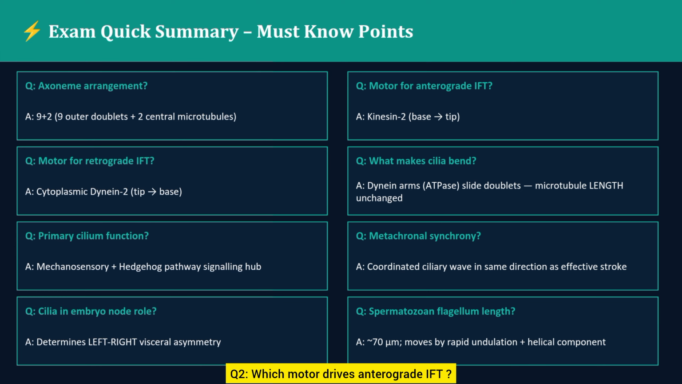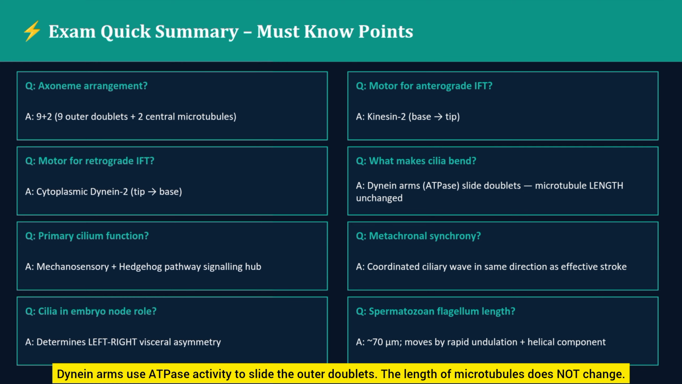Question 2. Which motor drives anterograde IFT? Kinesin 2. Direction base to tip. Question 3. Which motor drives retrograde IFT? Cytoplasmic dynein 2. Direction tip to base. Question 4. How does a cilium bend? Dynein arms use ATPase activity to slide the outer doublets. The length of microtubules does not change.